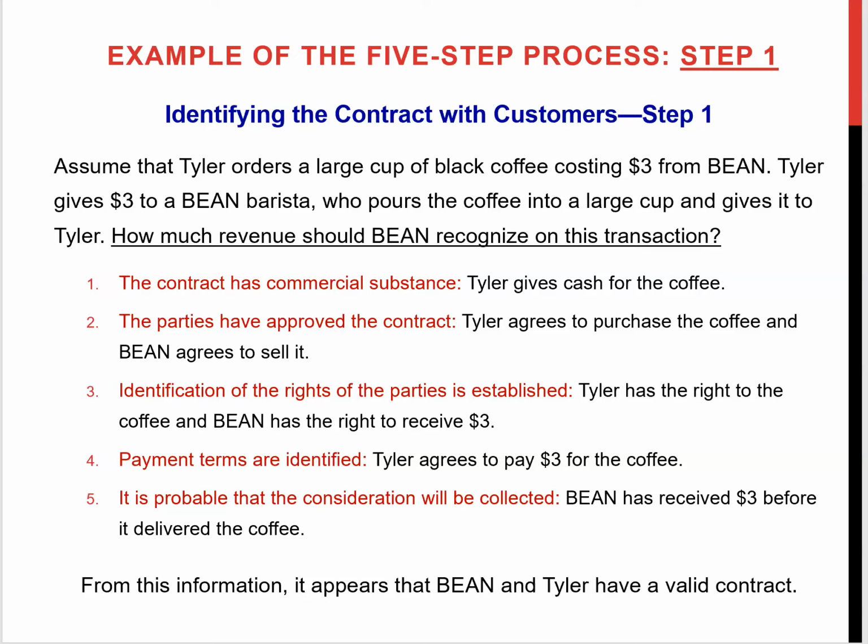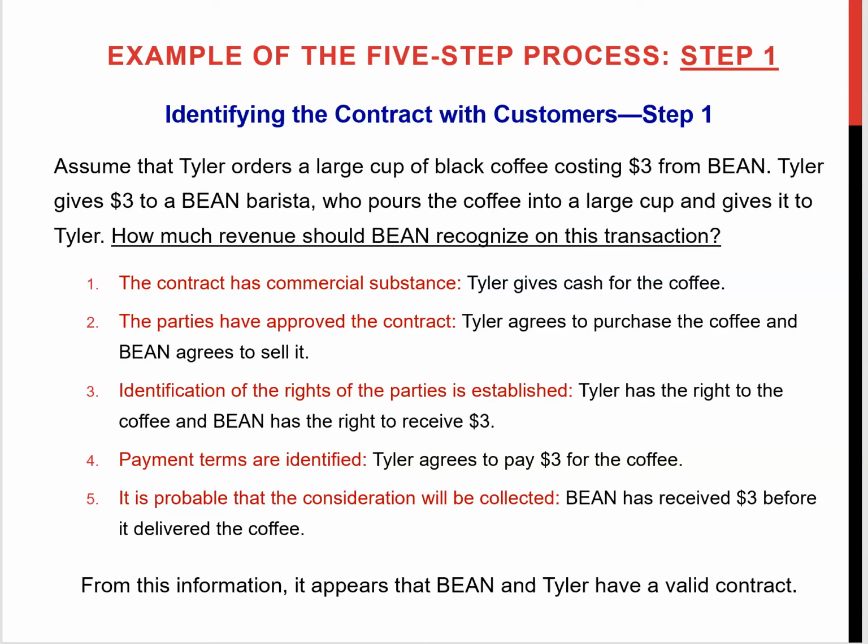Tyler goes to a coffee shop named Bean, just like Starbucks or Dunkin' Donuts, and one morning Tyler enters the coffee shop and orders a large cup of black coffee for $3. So when Tyler enters the coffee shop, Tyler knows that the black coffee costs $3, and when Tyler orders that black coffee, it means that he agrees to pay $3, and on the other side, the coffee shop also agrees to make a large coffee and serve it to the customer in exchange of $3.